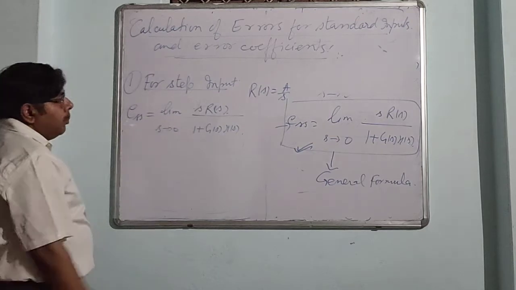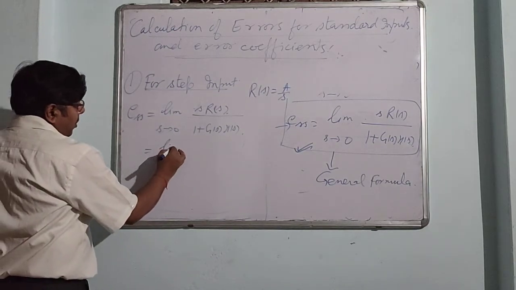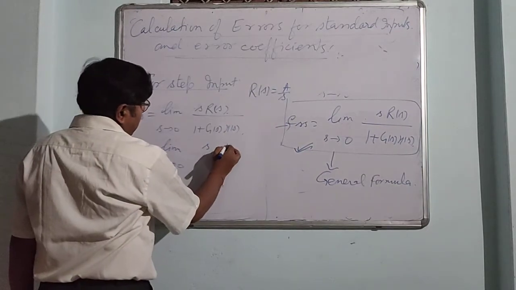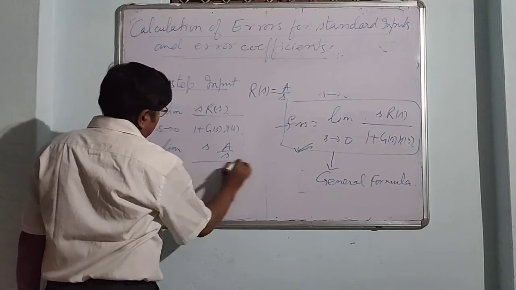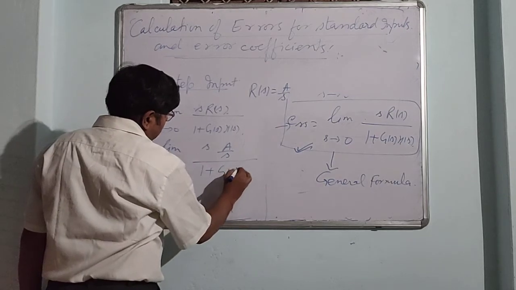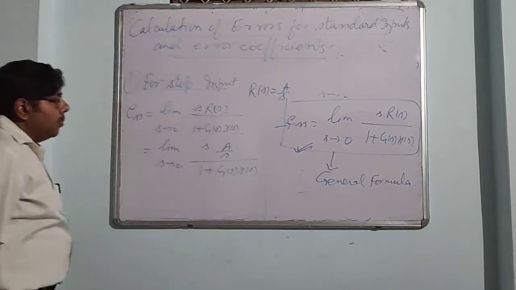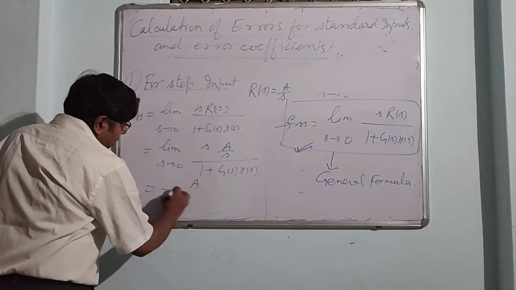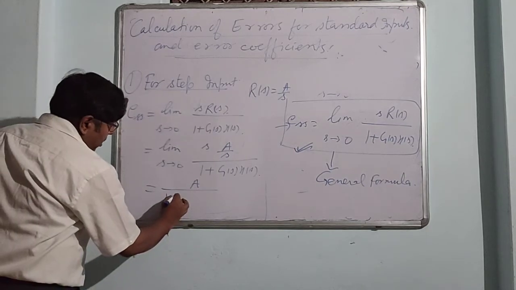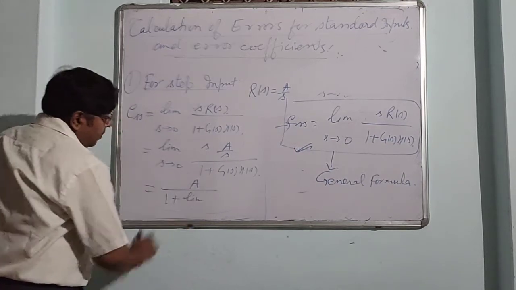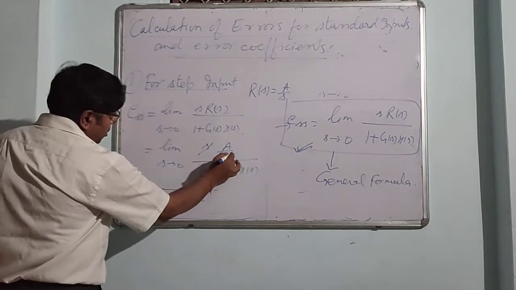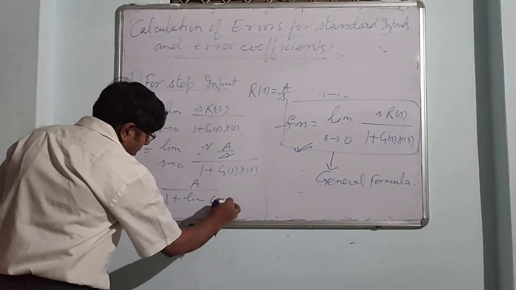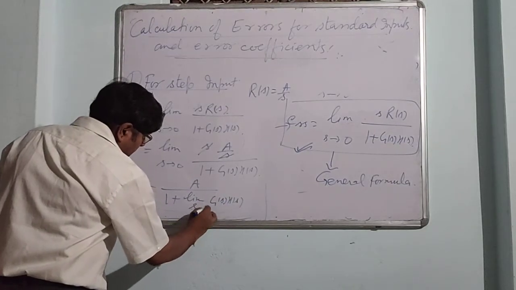Then put this value. Put R(s) equals A upon s, divided by 1 plus G(s)H(s). So you can write this like this: A upon 1 plus limit, s cancels out, and limit of this G(s)H(s) as s tends towards 0.